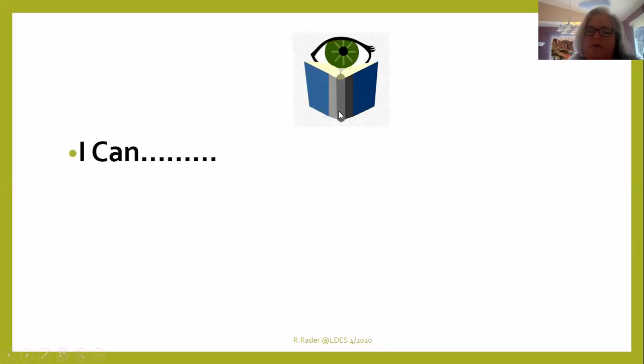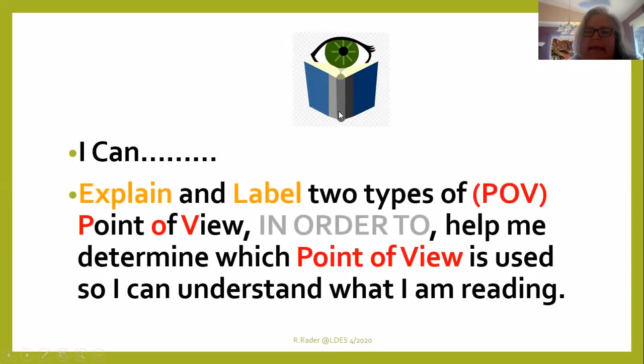So for today, I can explain and label 2 types of POV. Now our POV, guess what it stands for? Point of view. Okay, explain and label 2 types of point of view in order to help me determine which point of view is used so I can understand what I'm reading. Whatever you read, you must understand what you're reading. What is the sense of reading if you are not understanding it? So understanding point of view is a big part of understanding what you're reading.